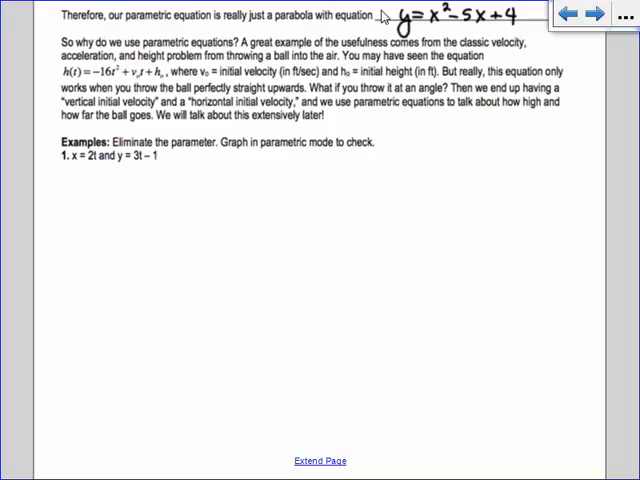So a great example of usefulness comes from the classic velocity, acceleration, and height problem from throwing a ball into the air. So a lot of the textbooks that you will see will use this equation. So it will say h of t equals negative 16 t squared plus v sub o times t plus h sub o. So v sub o is the initial velocity. The little subscript of 0 means at time 0. H sub o is the initial height.